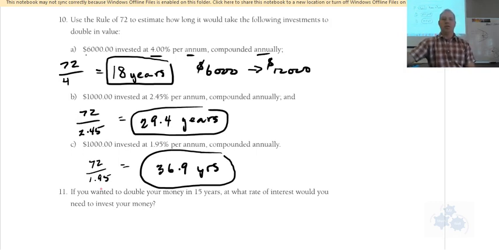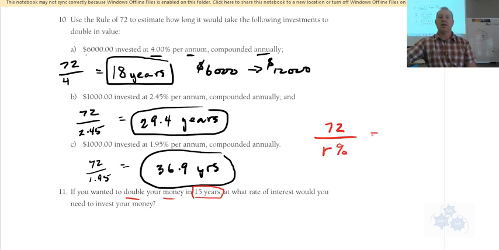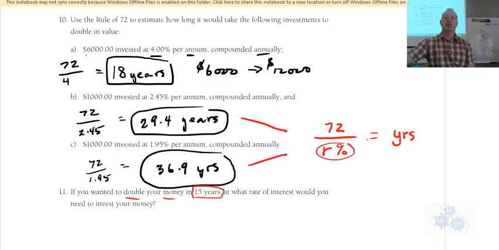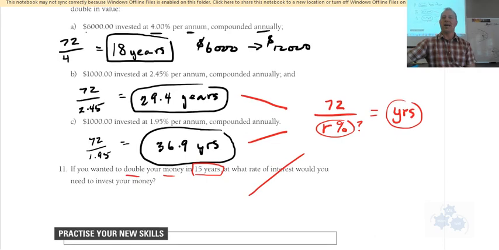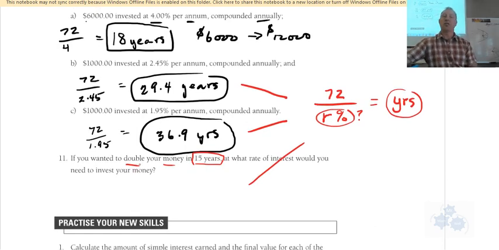So number 11 says, if you wanted to double your money in 15 years, okay, so now they give you the years, and they're asking at what rate of interest you would need to invest your money. Watch this. This is the proportion that we have. We have 72 divided by the interest rate, the rate as a percent, and that's going to equal the years it takes to double. Everyone see that? In these questions, we're given the interest rate and we're solving for years. Well, in this question, I'm given the years and I want to solve for the interest rate. So don't forget, this is just a simple proportion, and we can use the same rule of 72.